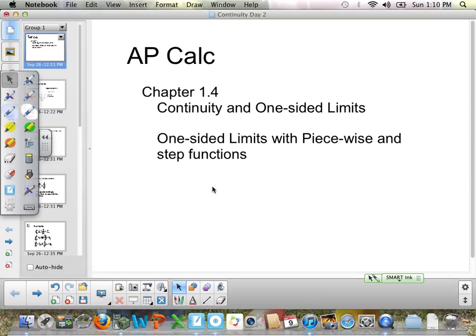Chapter 1.4, Continuity and One-Sided Limits, Day 2. One-sided limits with piecewise and step functions.